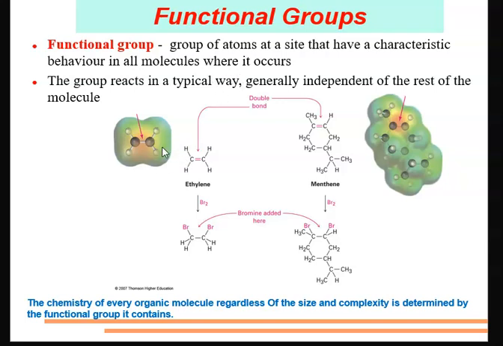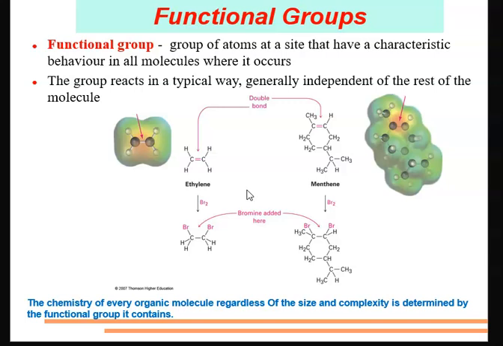Okay, so for example, it doesn't matter what the size of the molecule is or which organic molecule we have in hand. As long as you have that functional group, it will behave independently of the rest of the molecule. So it will have a predictable chemical behavior. For example, in these two structures that you see, both of them have a double bond, even though they are widely different compounds. One is ethylene and the other is methane.